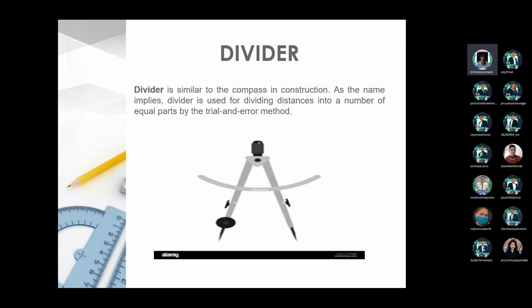A compass is a drafting instrument that has one pen or pencil point and one sharp point that is positioned at the center of the circle to be described. While the divider, on the other hand, has two sharp points, one for the center and the other for scribing or marking. So here are the following steps how to use a divider.